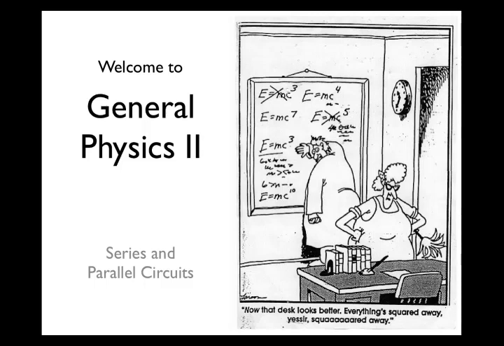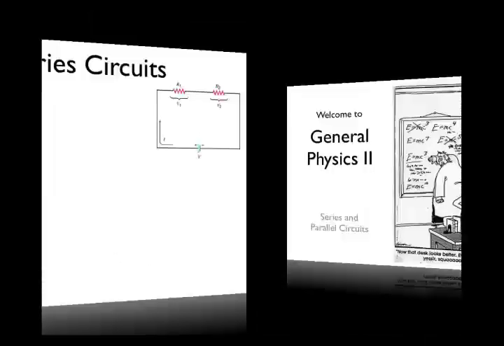Well, now we're dealing with the idea of what happens when you put two or more resistors, could be light bulbs, could be carbon resistors, could be something else, in series with one another and in parallel with one another. And in this discussion we'll define what we mean by those terms.